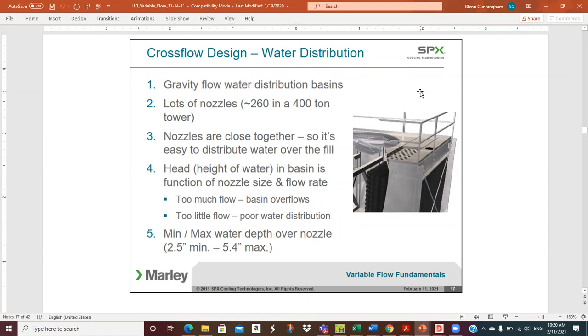You don't fill the basin to the right level, and that little bit of head is enough to force the water through the nozzles correctly. So they talk about minimum and maximum water depth over the nozzle, someplace between 2.5 inches minimum to 5.4 inches maximum.